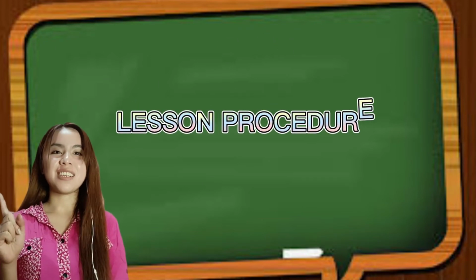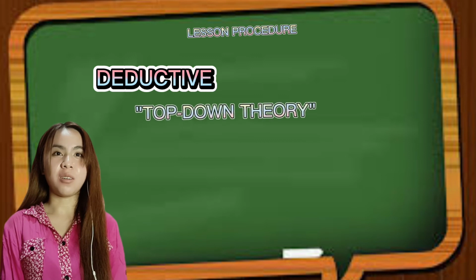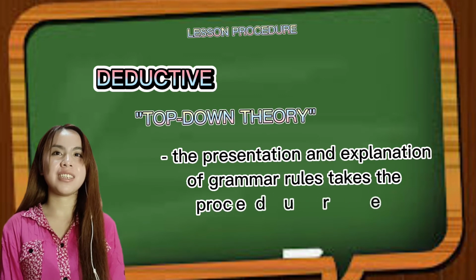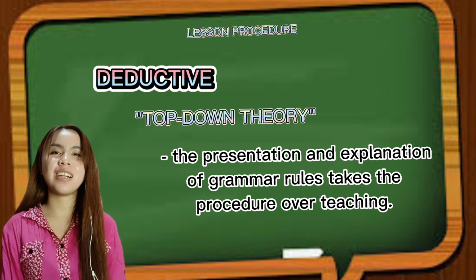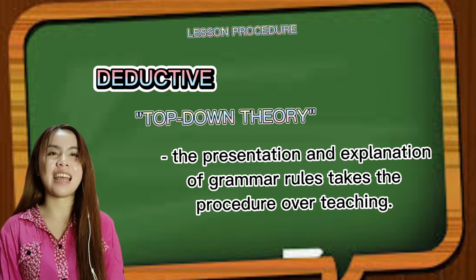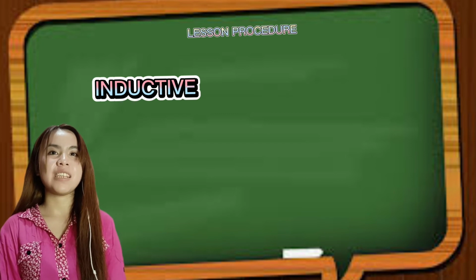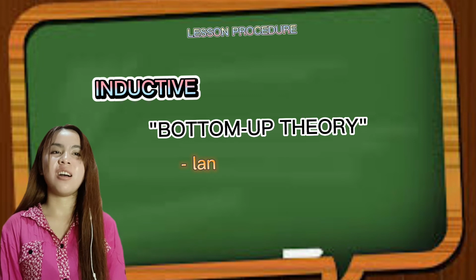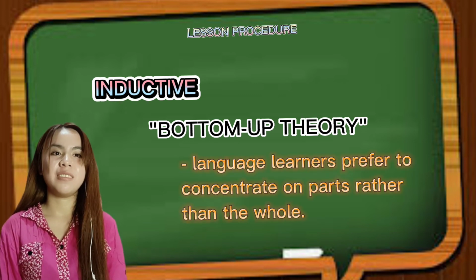First is the lesson procedure. A deductive approach is based on top-down theory, in which the presentation and explanation of grammar rules take over the procedure of teaching. The language is imparted from beginning to end, so students initially learn the grammar rules and structure. On the other hand, inductive teaching is based on the bottom-up theory, which acknowledges that language learners prefer to concentrate on parts rather than the whole.